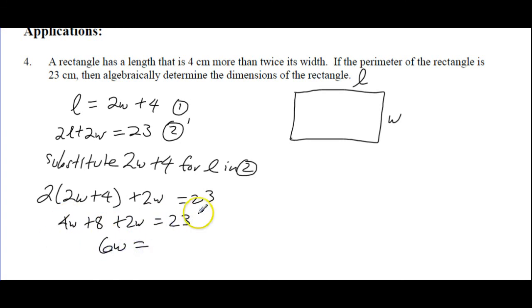6W equals, and we're going to subtract 15. W is 15 over 6. All right, what goes into 15 is 6. So 3 does. 5 over 2.